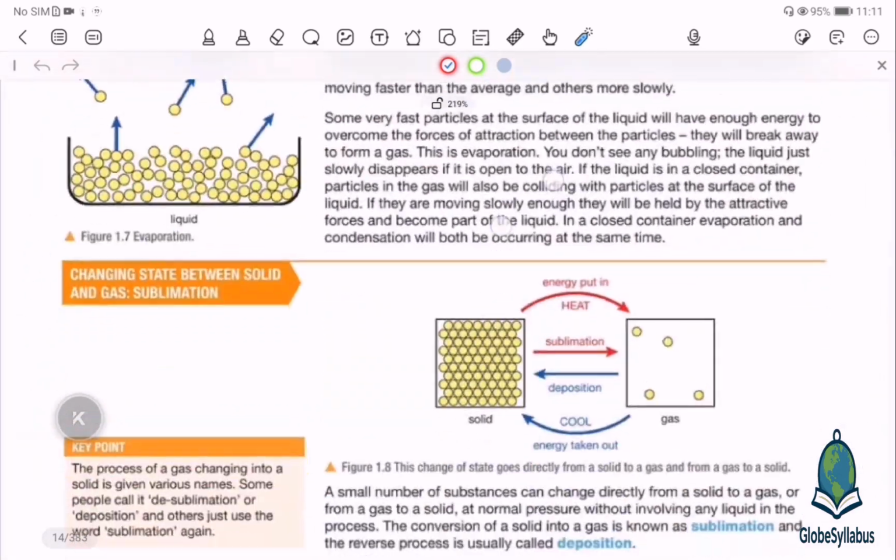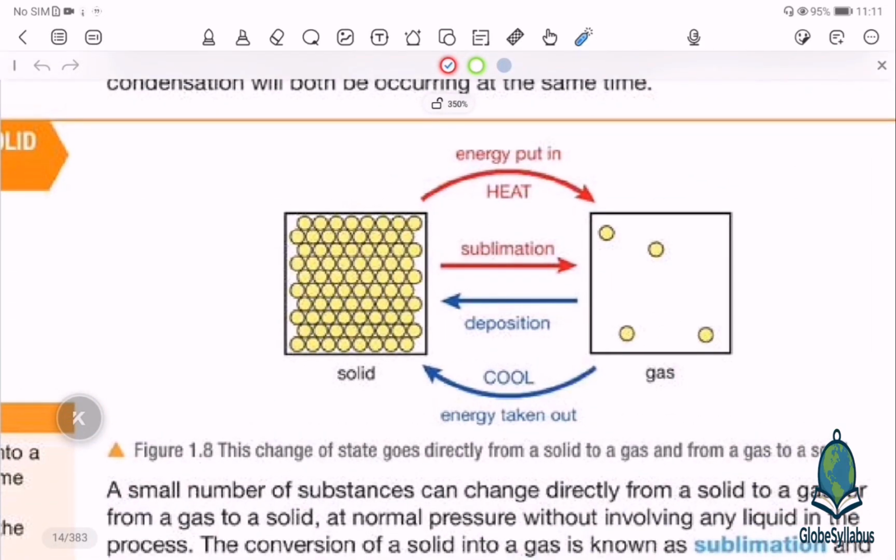Here we get something called from solid to gas. The example you need to know here is carbon dioxide. There's no such thing really called liquid carbon dioxide. You can still obtain it, but obtaining it is so hard. It needs very high pressure to be obtained. For now, you don't need to know that.